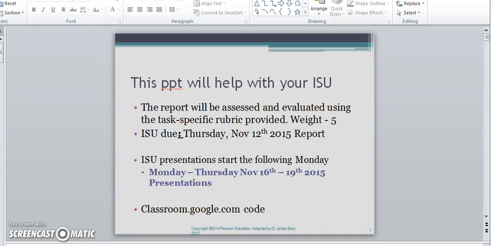Remember, the ISU is Independent Study Unit or Individual Study Unit. And it's due at the end of the semester. The report itself is the 12th of November, which is a Thursday. And then starting the following week is your presentations. It looks like your presentations are between 15 to 20 minutes.